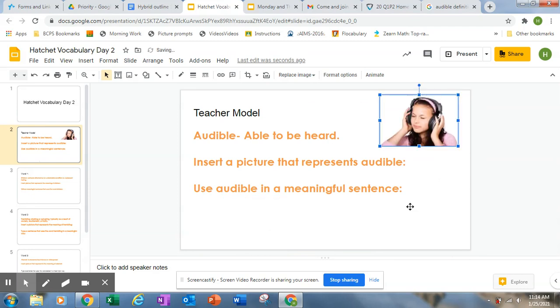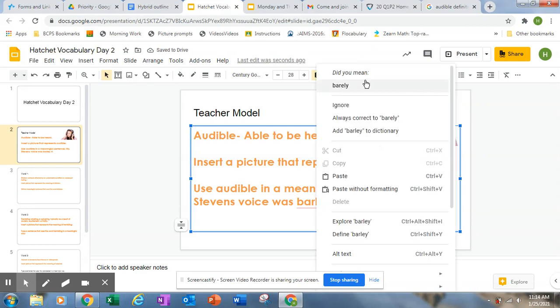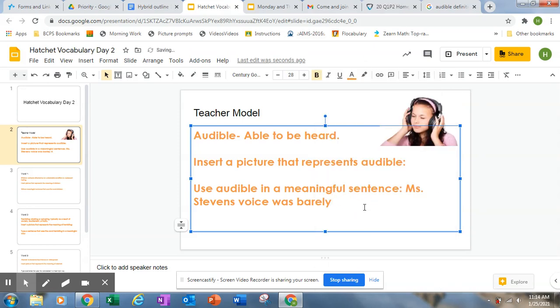So it's inserted. And then use audible in a meaningful sentence. So audible means to be heard. So I'm going to say, Miss Stevens' voice was barely audible in the loud room.